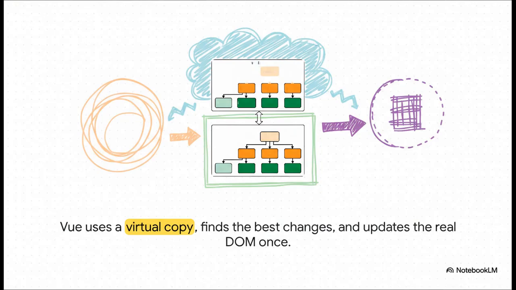So here's the genius part. Vue makes all its changes on that virtual copy, then it compares the new version to the old one, and it figures out the absolute most efficient way to update the real screen. It bundles all those changes together and updates the real, slow DOM in one single optimized shot. It's just a beautifully smart way to avoid doing all that expensive work over and over.